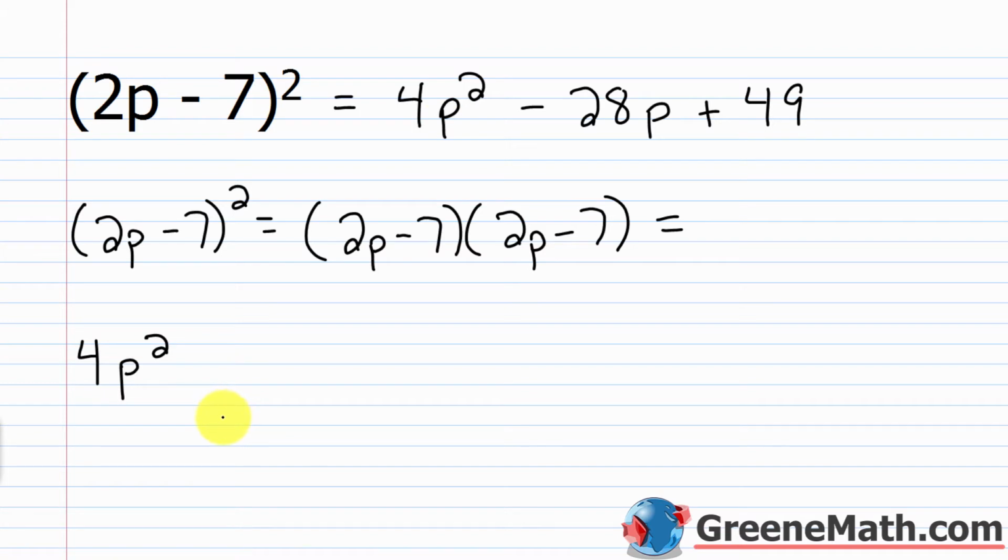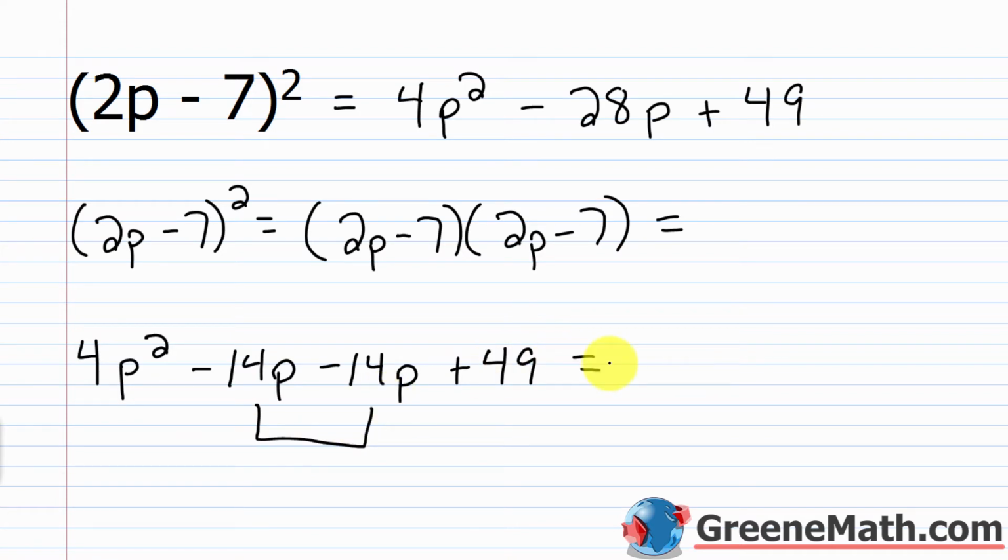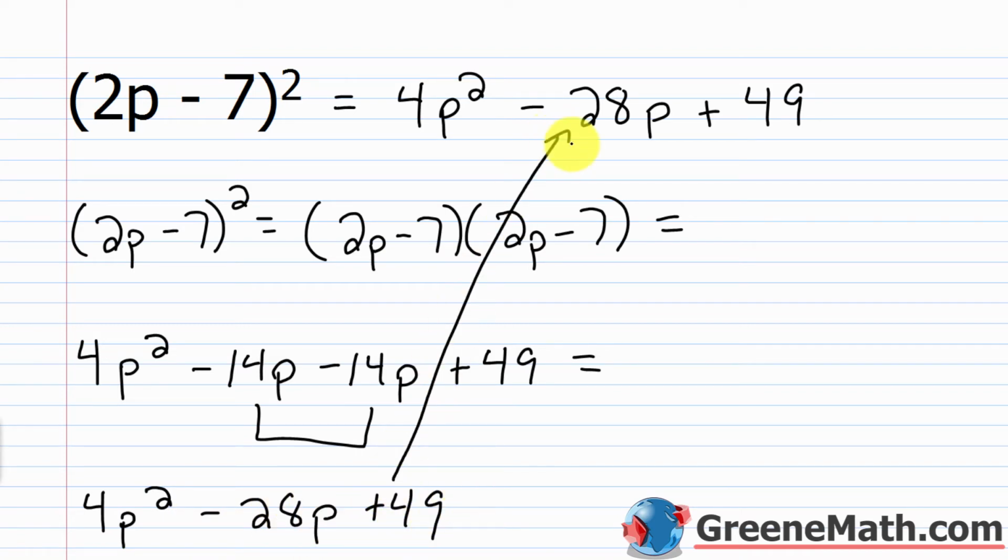Then the next thing we'd have is the outer terms. 2p times negative 7, that's minus 14p. Then we'd have your inner terms. Negative 7 times 2p, that's minus 14p. Then the last terms. Negative 7 times negative 7 is plus 49. When we combine like terms here, we're going to end up with 4p squared minus 28p plus 49, which again is exactly what we got by using our shortcut.